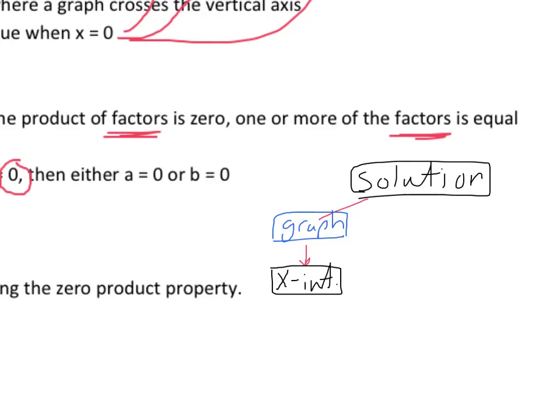And if I ask you to factor, solve it by factoring, then your solution would be found by using the zero product property. In that case, they're called zeros. Still considered a solution, but they call them zeros because it uses the zero product property.